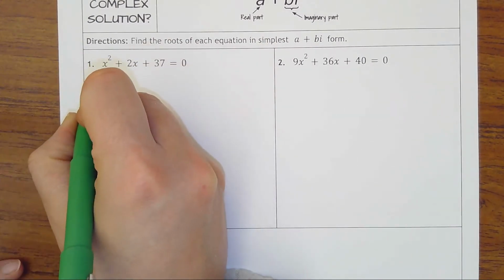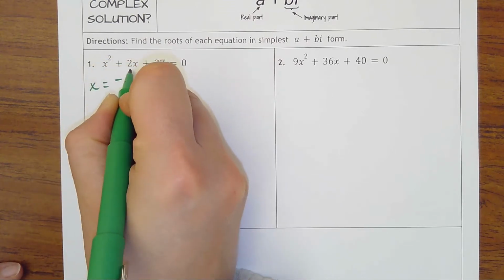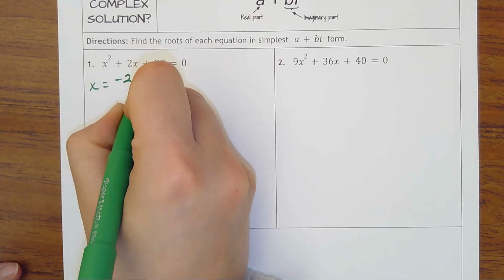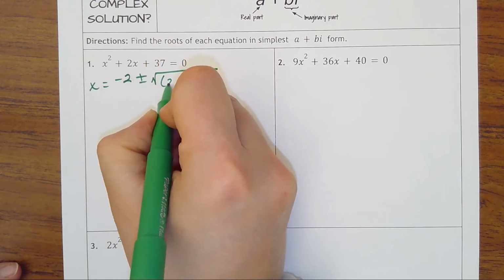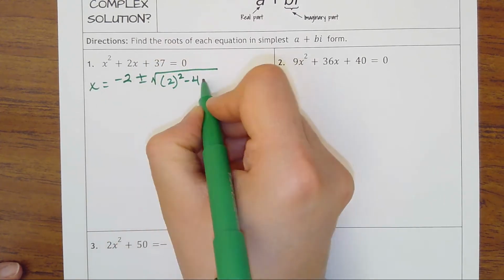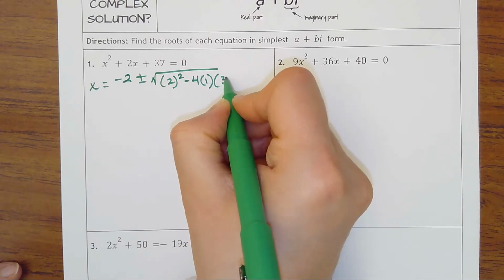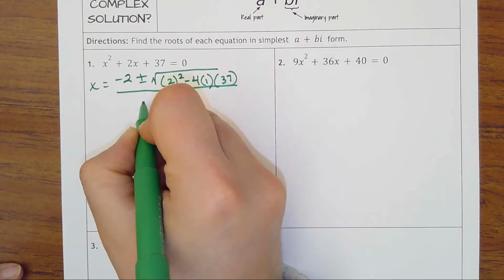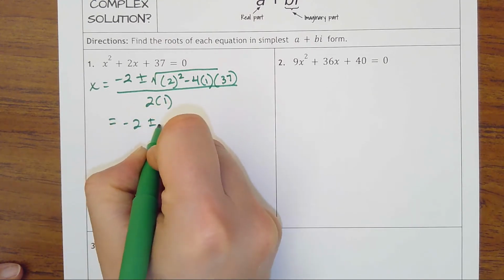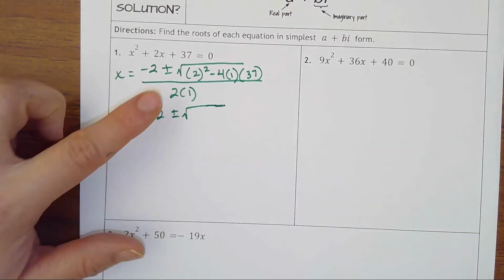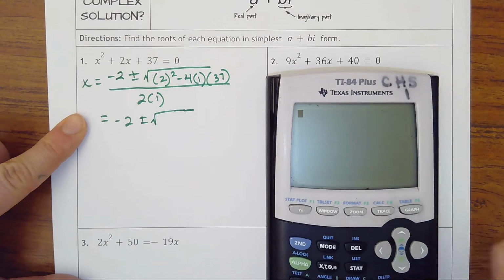So quadratic formula is x equals negative b plus or minus the square root of b squared minus 4 times a, which is 1, times c, which is 37, all over 2 times 1. Okay, go ahead and put that on your calculator.